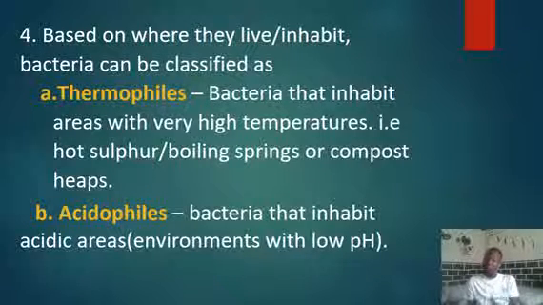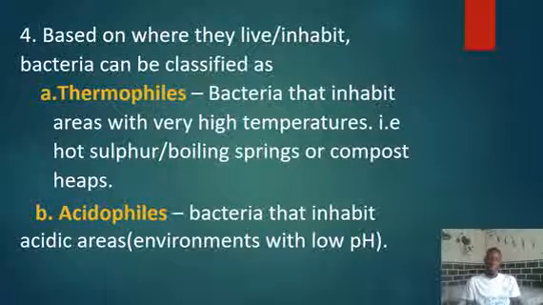So when we say thermophiles, now these ones are bacteria that inhabit areas with very high temperatures, like hot sulfur or boiling springs, or even in compost heaps where there are very high temperatures. So we call them thermophiles. So this tells you that sometimes you can cook your food, but there can be bacteria that can inhabit that hot food, because we have some that live in very high temperatures, and so we call them thermophiles. So let's take note of that one.